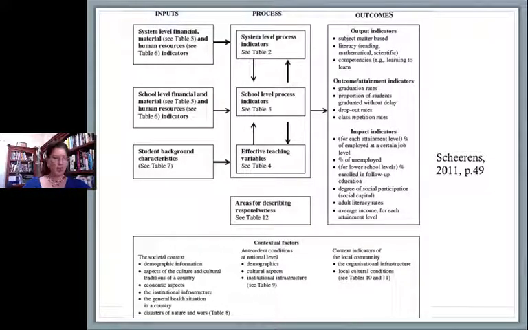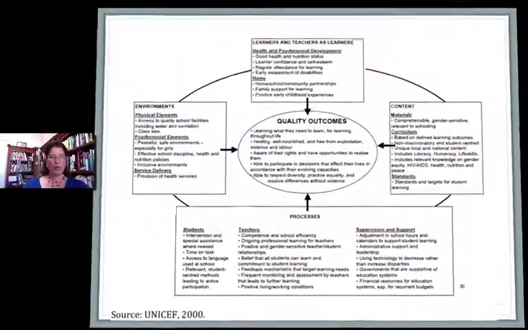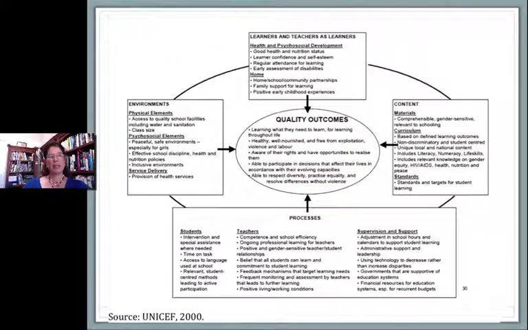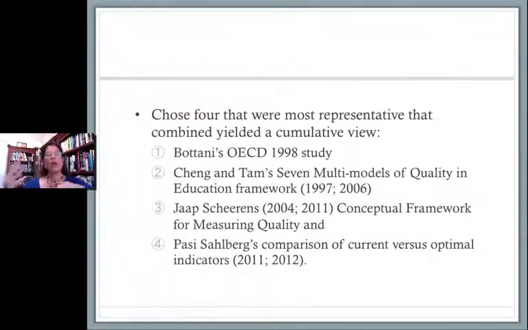And then UNICEF has put out this wonderful model that replicates a lot of the information that Sharon's had related to considering the process, the content of what's measured, as well as the environment, as well as considering how the learner and teachers all contribute to this concept of quality outcomes. So all of these were taken into consideration. There were 20 different models, and we decided to highlight 4 of them that showed very different ways of contributing towards choice of quality indicators in education.